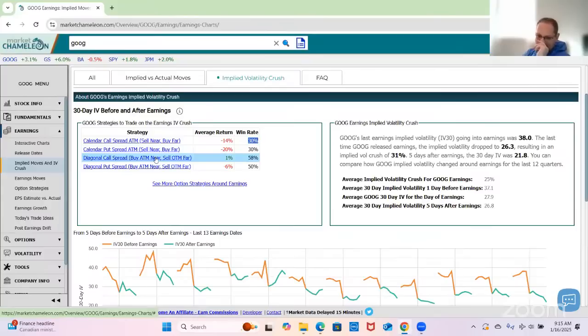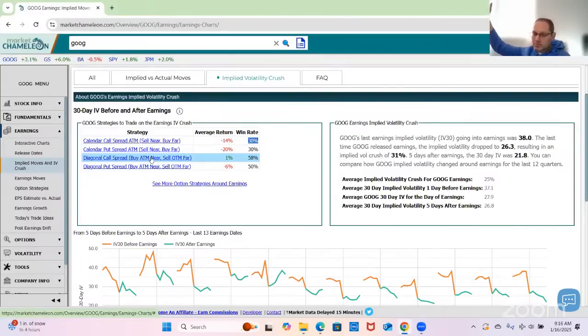So a diagonal looks at buying or selling near and then buying and selling far, but different strikes. So you've got different expirations and different strikes. So this diagonal setup looks at buying at the money near term and selling out of the money far term. And the idea there is if you're buying at the money and selling out of the money, you're bullish, right? Because you're buying the lower strike, selling the higher strike, in a sense. So you want in this situation the stock to go higher.